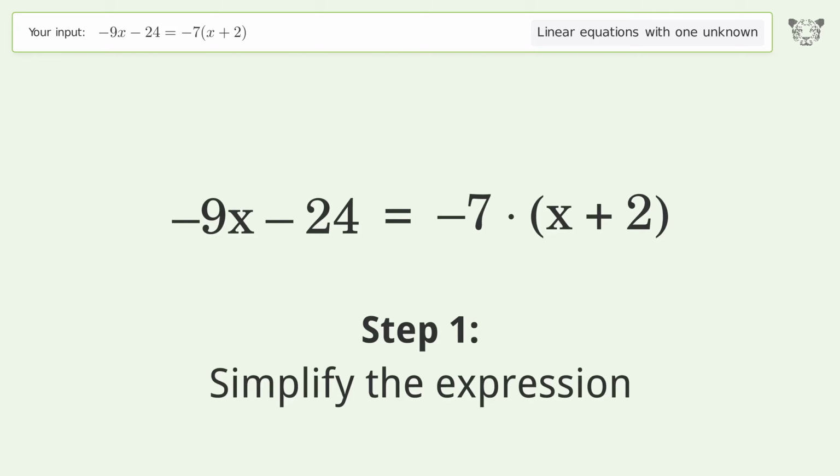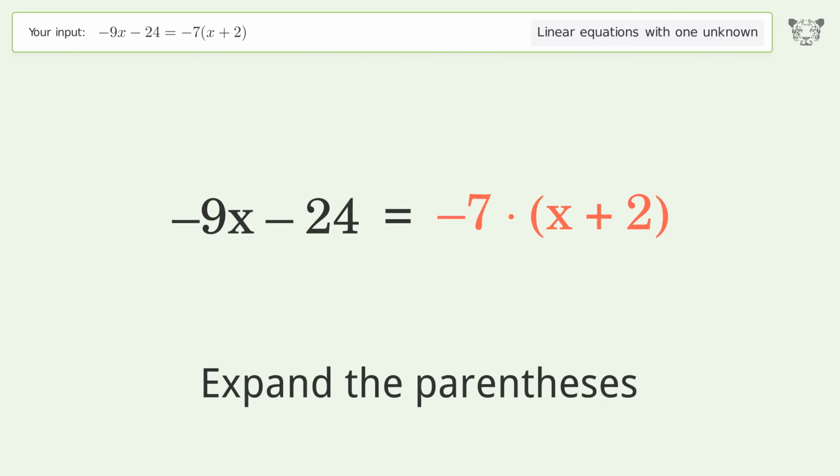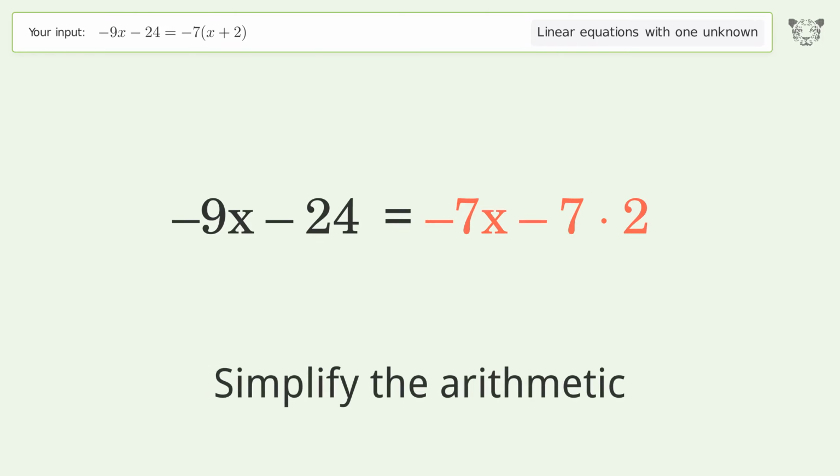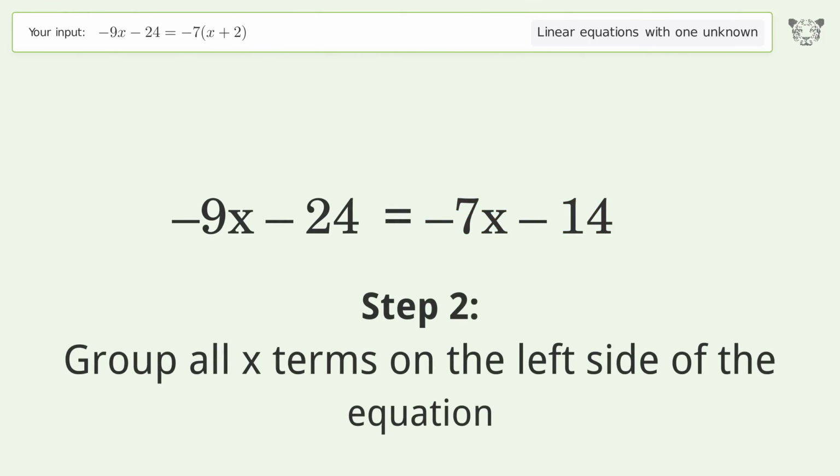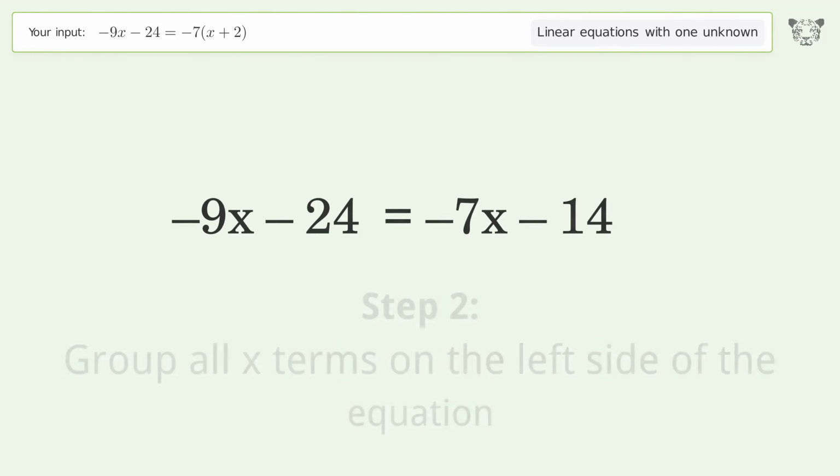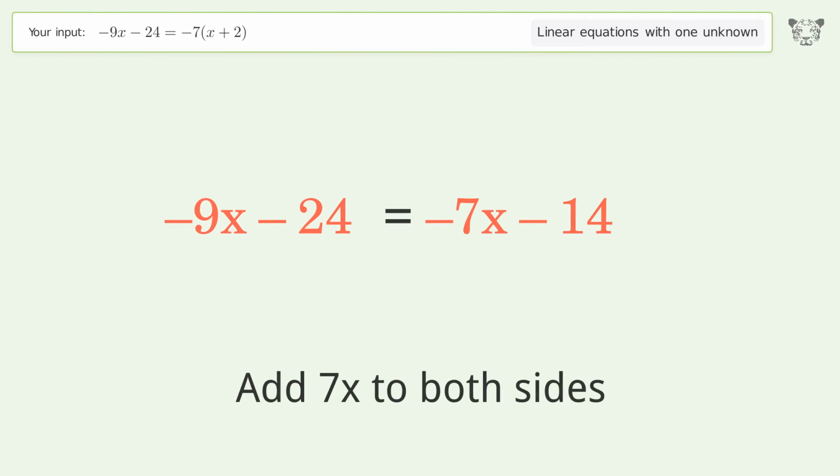Simplify the expression. Expand the parentheses. Simplify the arithmetic. Group all x terms on the left side of the equation. Add 7x to both sides.